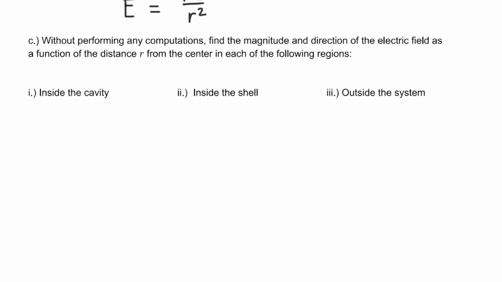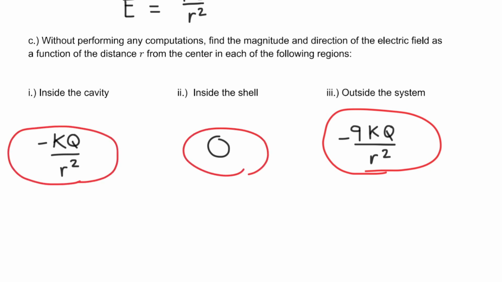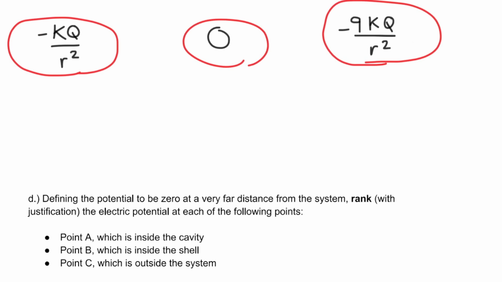So inside the cavity, that just looks like a charge of minus Q inside. Inside the shell, we know that E is 0 in a conductor. And outside the system, we said it looks like a 9Q, negative 9Q, I should say. And again, this is without performing any extra computations because we said it just looks like a point charge. So inside the cavity, it looks like a minus Q. Inside the shell, it looks like 0 because the E field is 0 inside any conductor. And then outside the system, it looks like a negative 9Q. And that's how we do that.